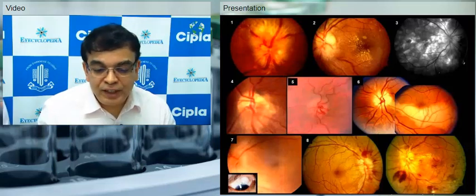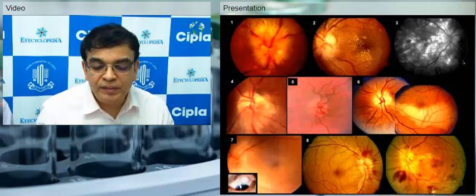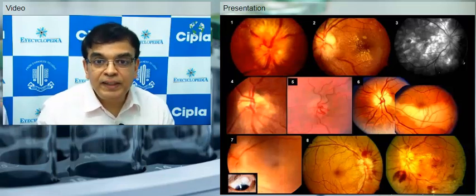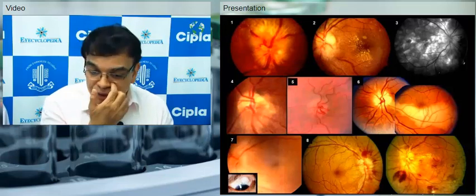Picture number 5 is interesting. You see a swollen disc, you see dilated vessels, but you also see an anomalous vessel on the surface here. This is an opticociliary shunt and quite commonly seen in optic nerve sheath meningiomas.